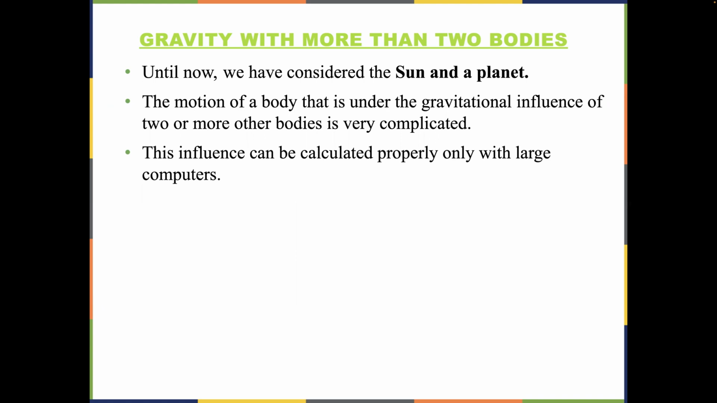So when you look at it in that way, you have to consider more than two bodies in actual situations. And when you need to consider more than two bodies, things become very complicated, right? And these are actually called many-body problems in physics. And you have to calculate these influences in a proper way. And you cannot do it by hand, so you have to use large computers for those kinds of calculations, right?